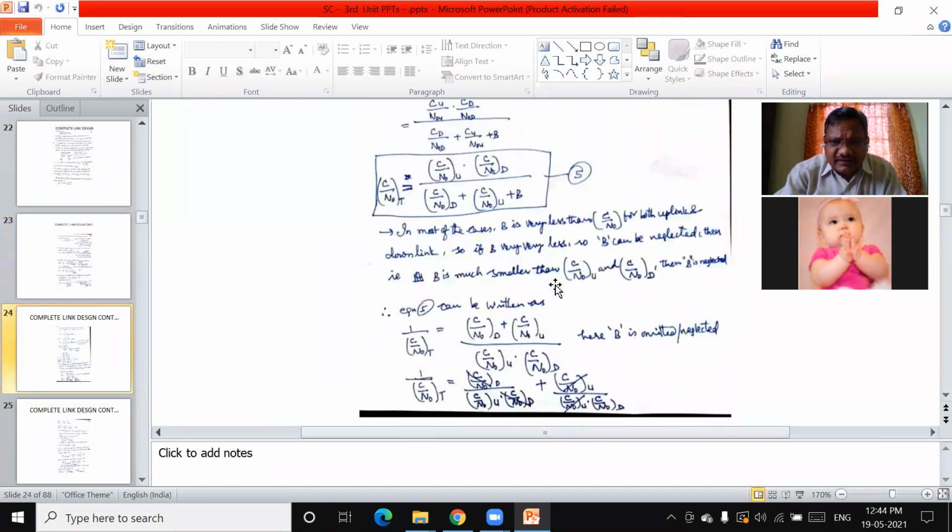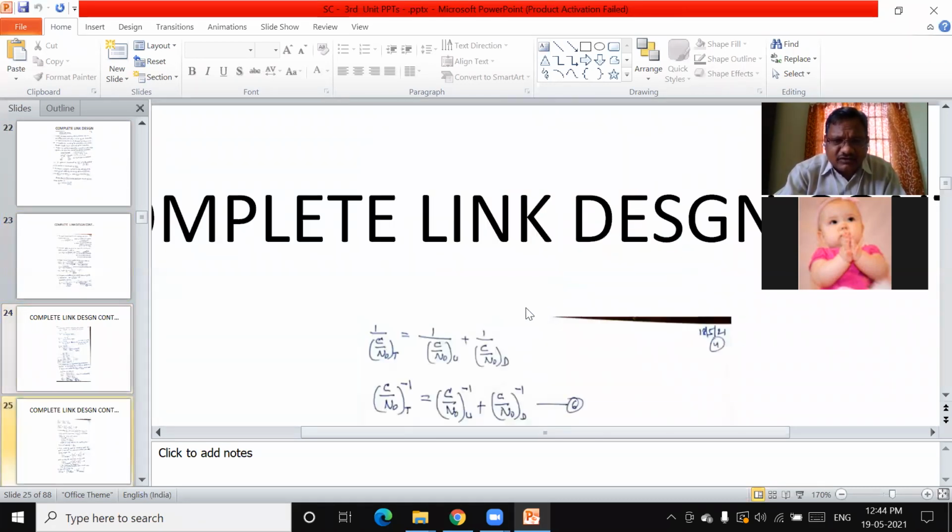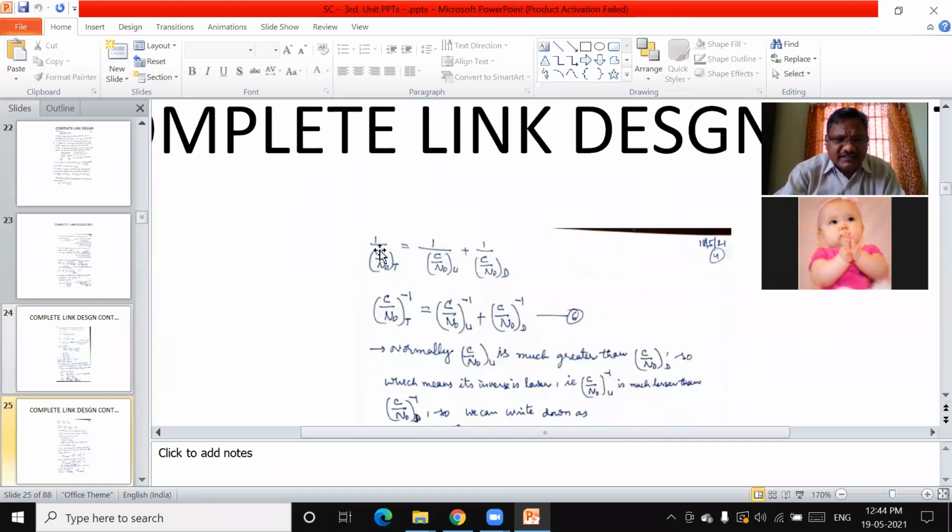Now here the remaining terms I am just going to mention. So what is this? This is 1 by C by N naught T is equals to 1 by C by N naught U plus 1 by C by N naught D. So this is the C by N naught inverse. This is the C by N naught U inverse. This is the C by N naught D inverse. So this is the inverse minus 1.